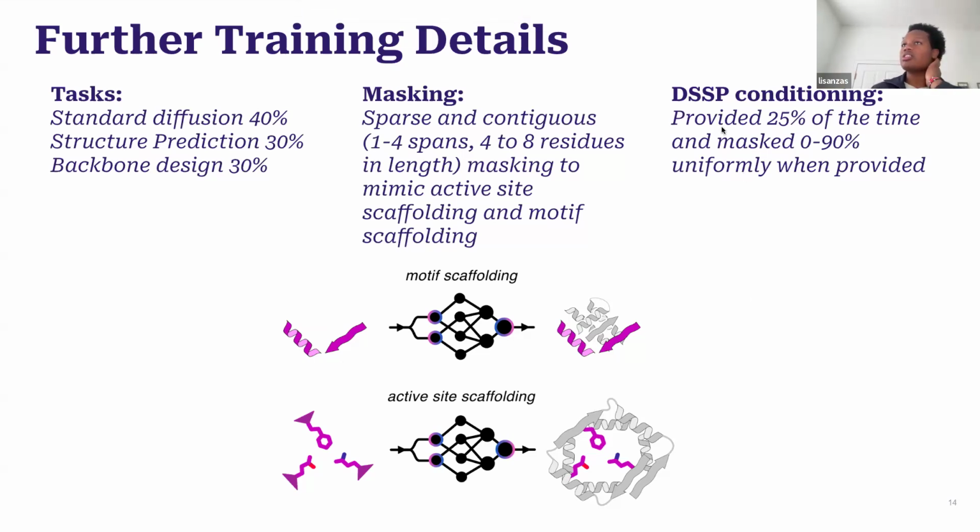And then we also condition on secondary structure about 25% of the time, and mask 0 to 90% uniformly when provided. And so this just lets us tackle numerous tasks with the model. And one thing we found super useful in terms of getting high quality outputs from the model is this backbone design task, because we think it helps the model better understand sequence to structure relationships.